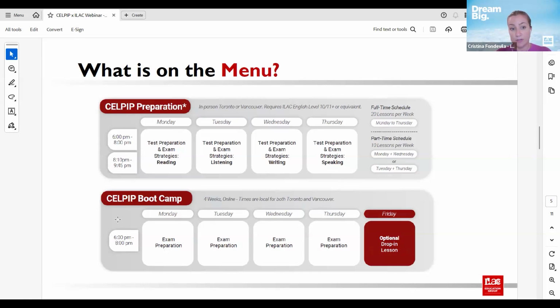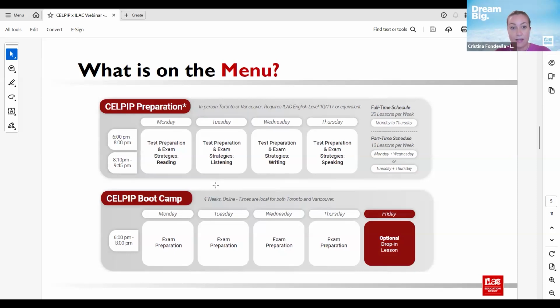When you register for the CELPIP Bootcamp classes, you can also select the intake that you want to sign up for, and also the skill that you want to focus on. So you are able to see which skill we're focusing on that week. Same as the in-person classes, if you're looking to focus on one particular skill or 2 skills that go hand in hand, reading and writing, and then listening and speaking, you are able to choose that as well.